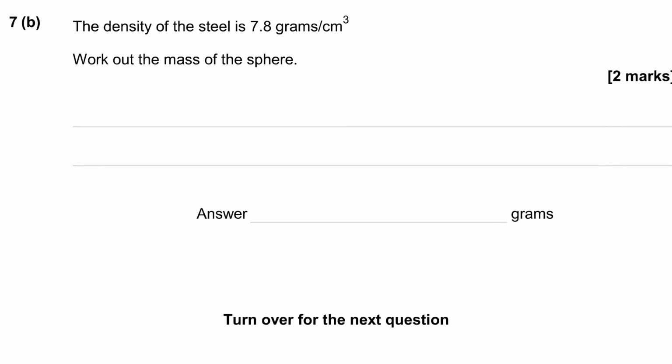In part 7b, we're told that the density of the steel is 7.8 grams per cubic centimeter. Work out the mass of the sphere. Well, the formula for density is mass over volume.